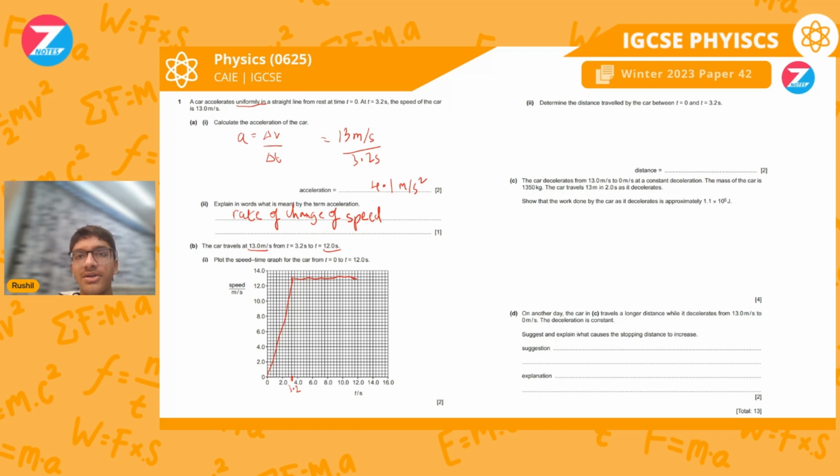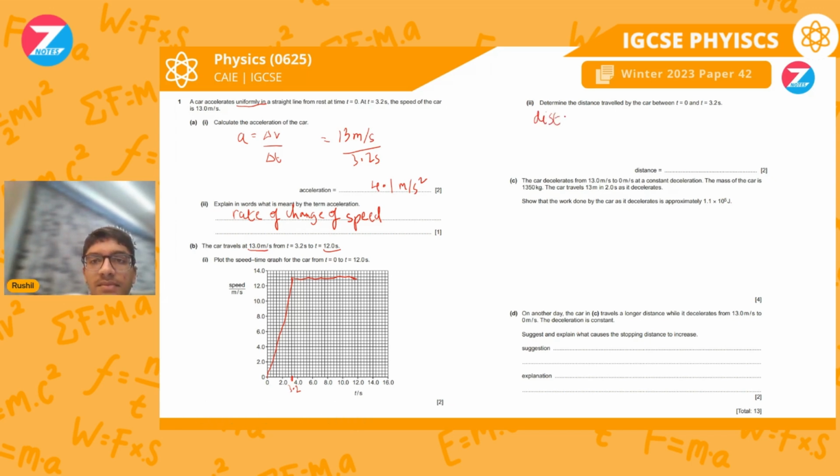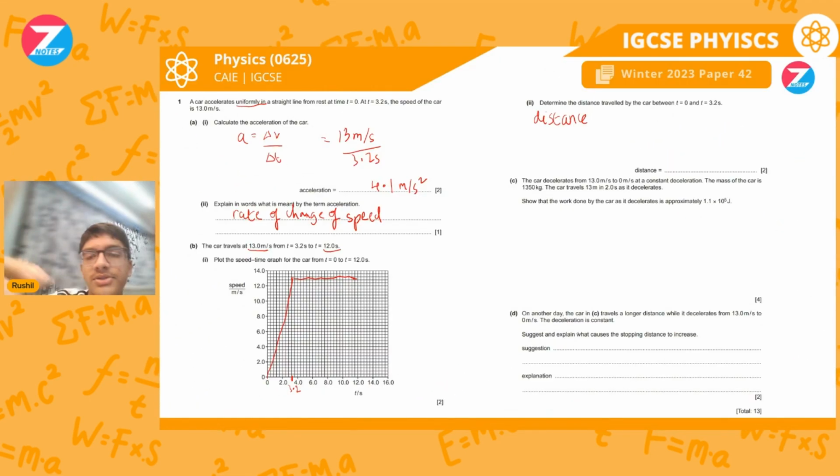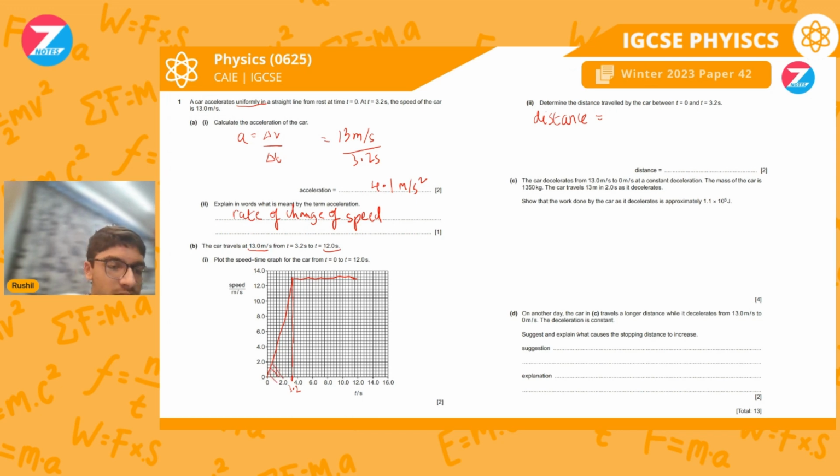Part 2 asks us to determine the distance traveled by the car between t equal to 0 and t equal to 3.2 seconds. We know that distance is equal to speed times time, and when you look at this graph, speed times time is the area under the graph. So we can take distance as the area under the graph. Here the area under the graph will be a triangle because we're looking at this area only till 3.2 seconds. So this is the area we're looking at.